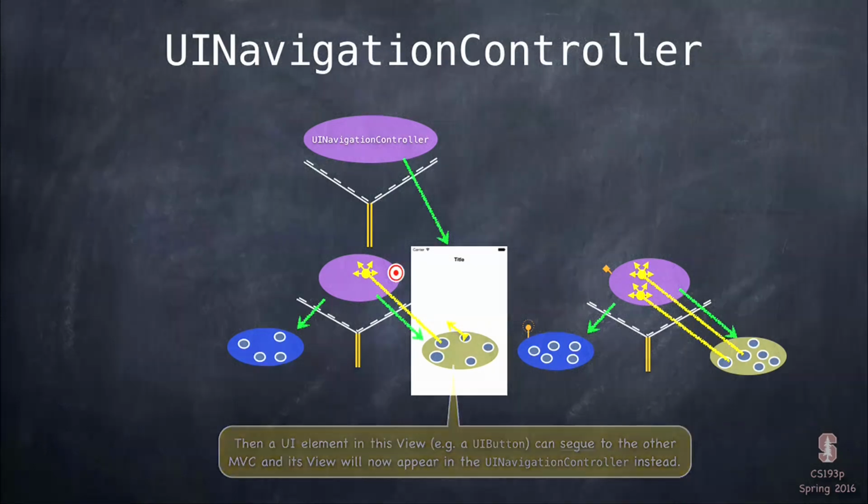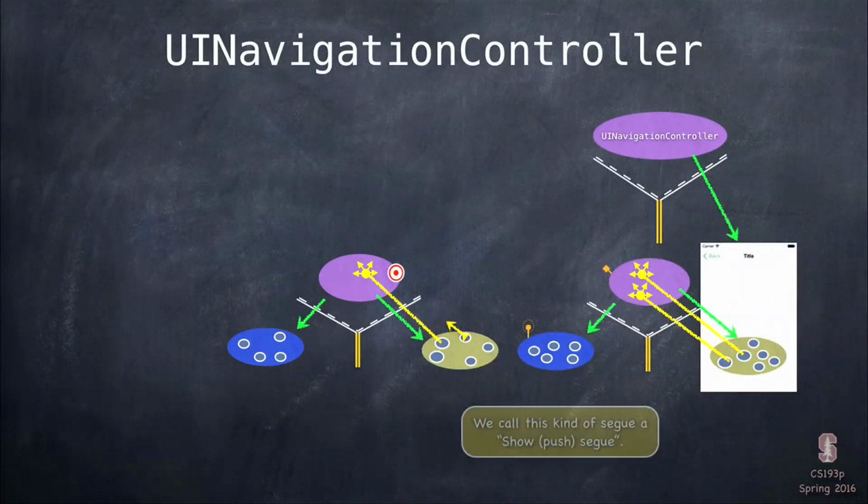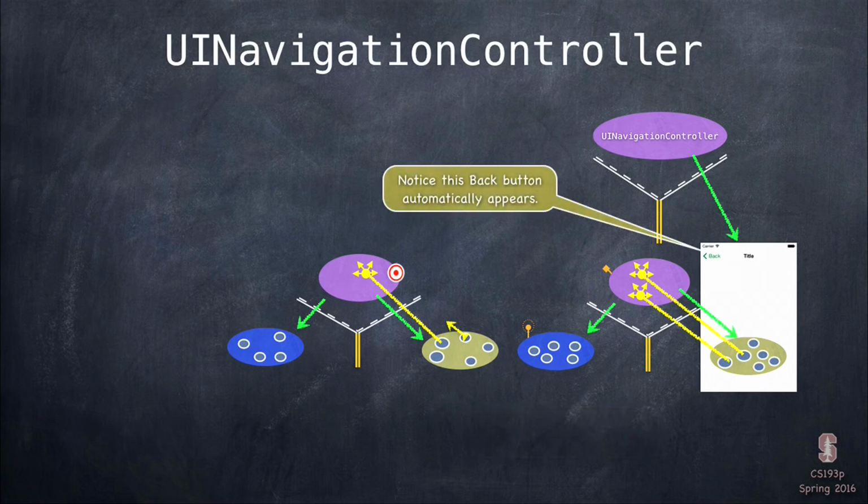So if I touch it, what the navigation controller does is it moves over here and shows this view. This one's still around. It's just not showing, but it's still in the UI navigation controller stack. It shows this guy right here. Notice we get this automatic back button right there.